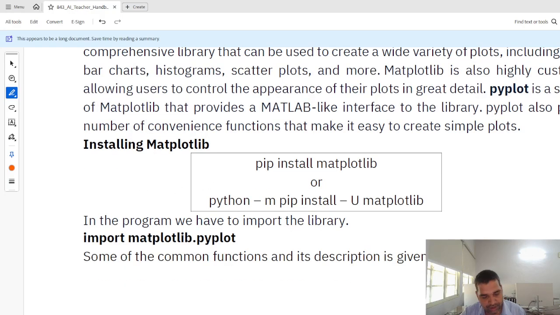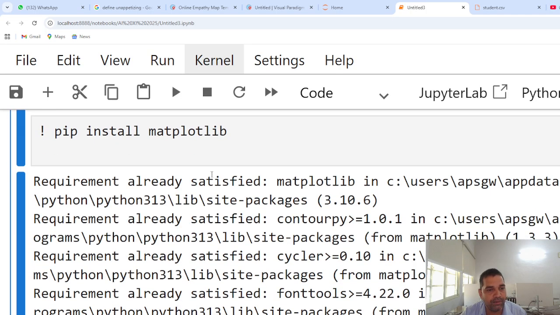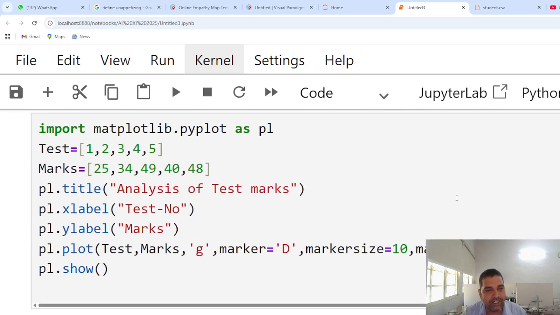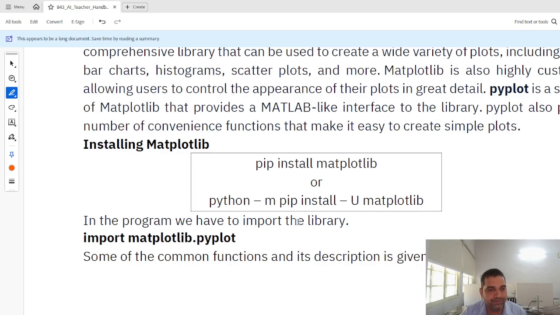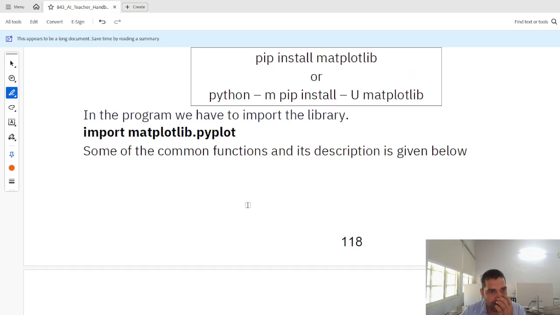How you'll install it? We show you. We have to use this exclamation mark, !pip install matplotlib, and after that this will be installed. After that you can use this matplotlib library for plotting the graphs. Okay, students, so now see, when you import matplotlib.pyplot, this is a submodule, and matplotlib is the module.